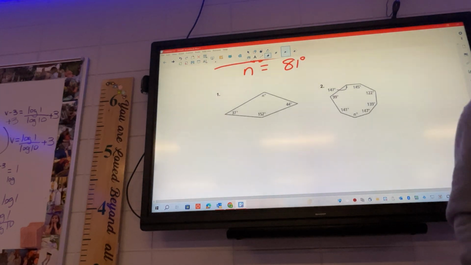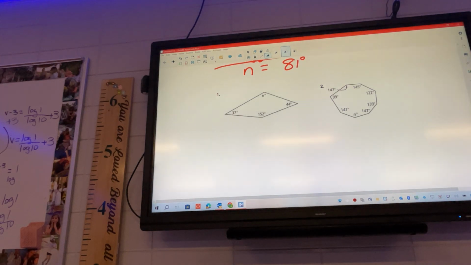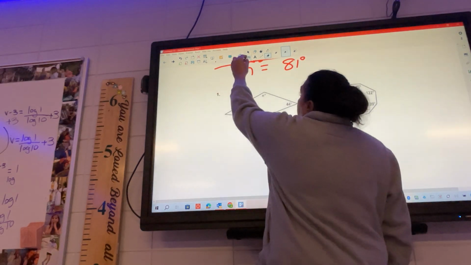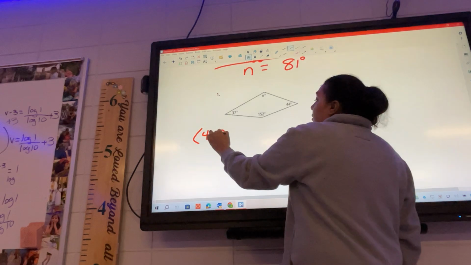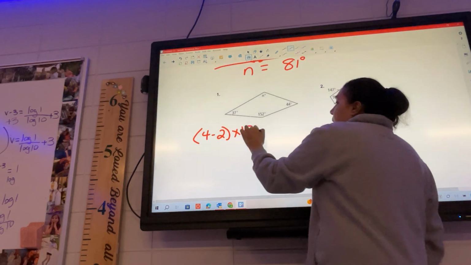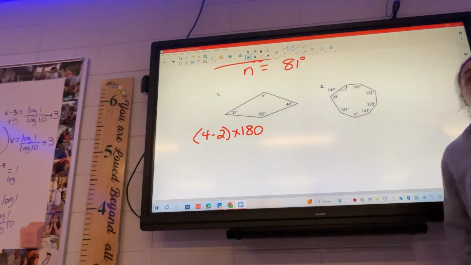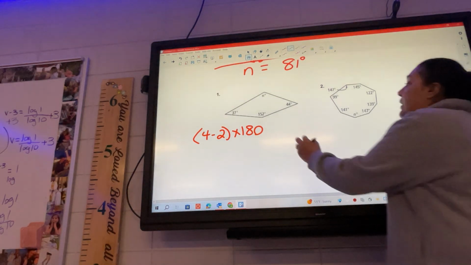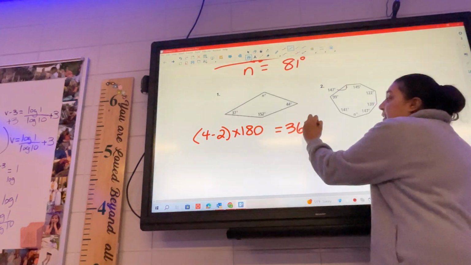So look at number 1. We're gonna start off. How many sides are there? 4. So we're gonna say 4 minus 2 times 180. 360? Yes. Okay. So what you're gonna do now on your calculator, because we got 360, is type 360 in.